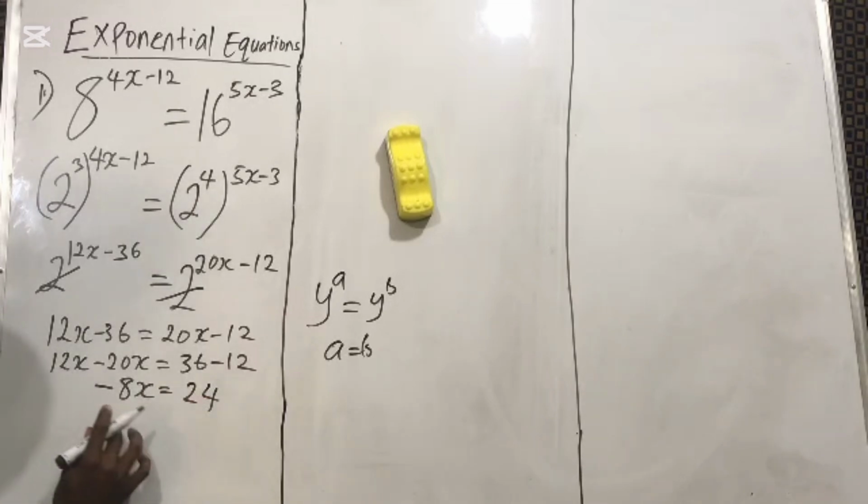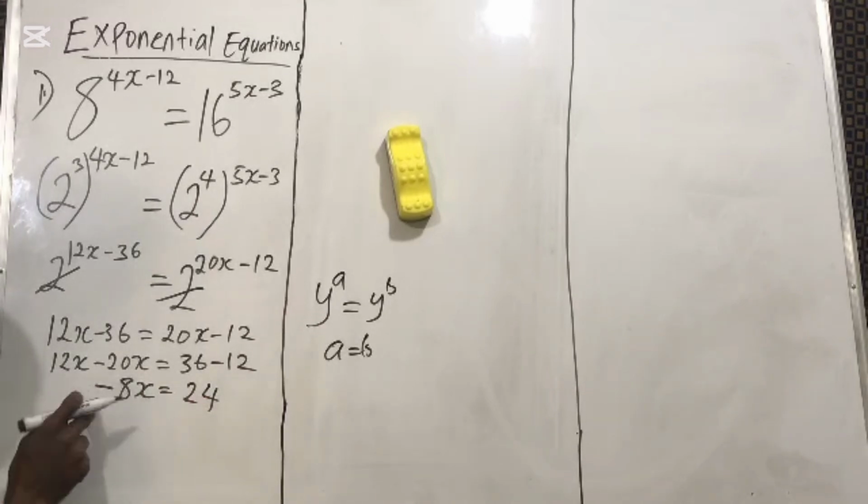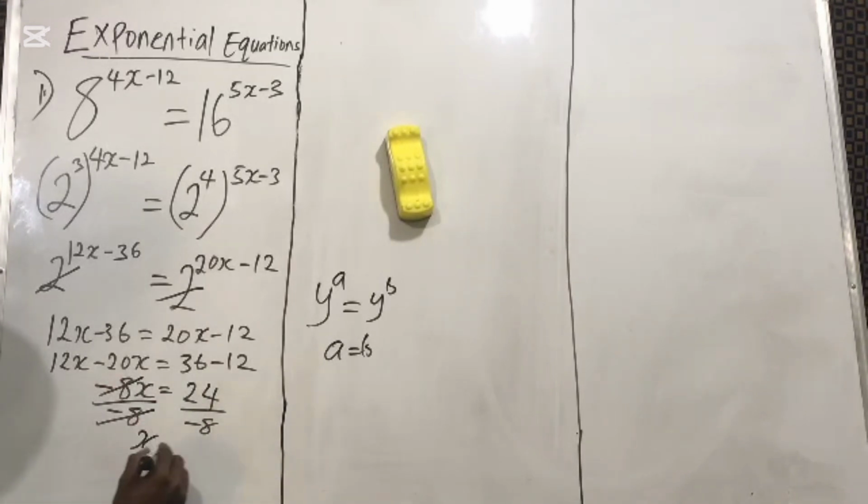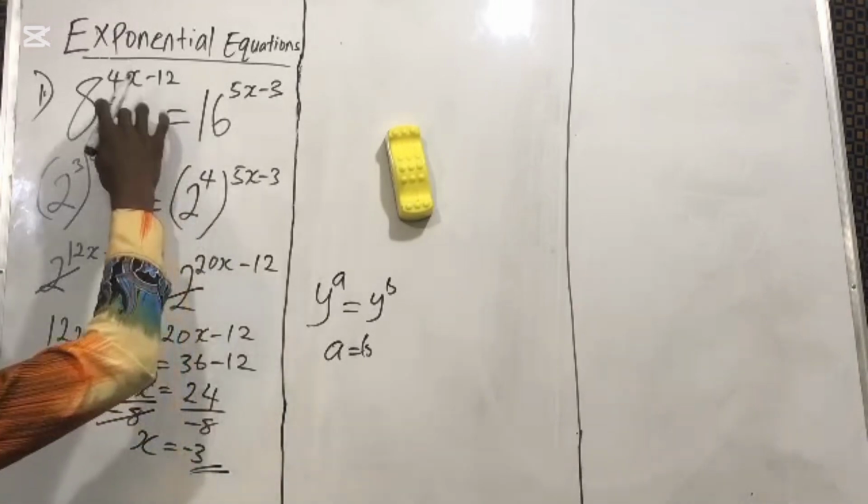So what do we do at this point? We divide both sides by negative 8, so that becomes divide by minus 8, divide by minus 8. This cancels out, and our x equals 24 divided by 8, which is 3, and now we have negative 3 as the result of this question.